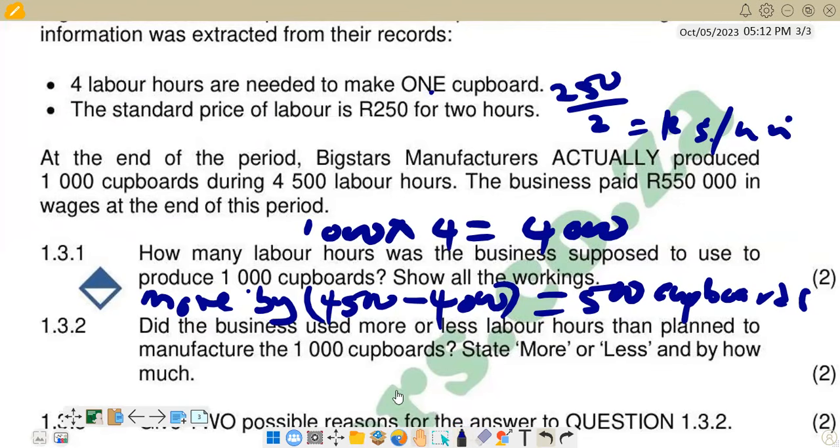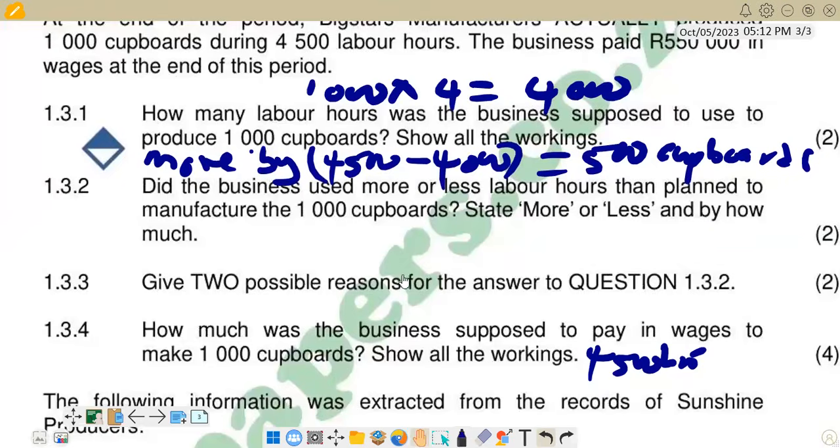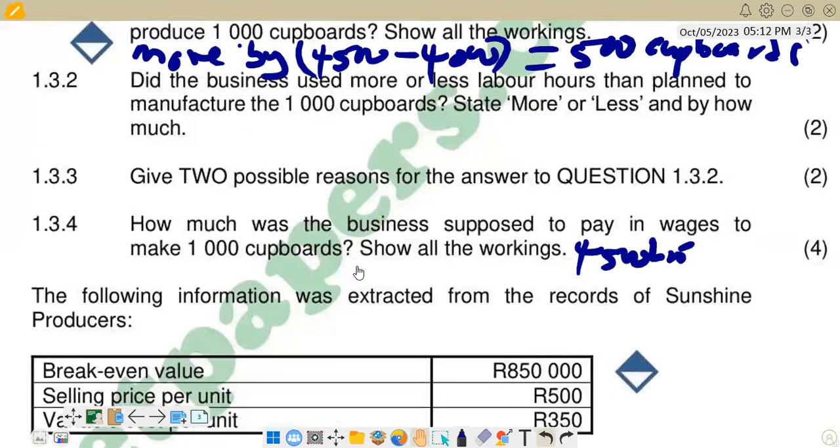So we are going to say now 4,500 times 125. So this 4,500 hours is multiplied by 125. Then if you do that, you're supposed to get 562,500. Remember, this one is money in rands, 562,500. That's our answer there. Then we go to the next one again.